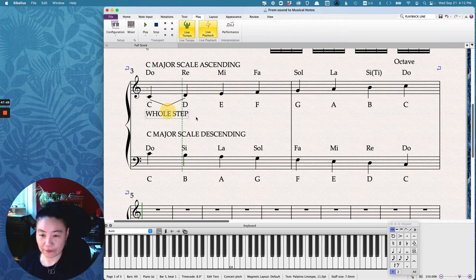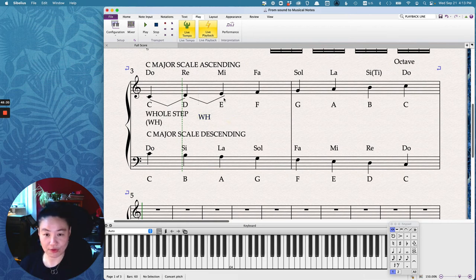Whole step. Here we go. This is a whole step, abbreviated as W. Okay? So, whole step. And the next one from D to E. It skipped another black key, which tells us it is another whole step. So we're going to write it as another whole step. We're really getting down to the micro relationships between the notes, right?